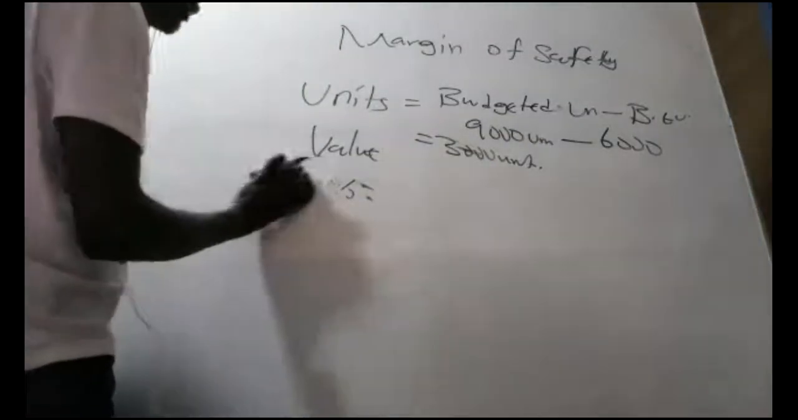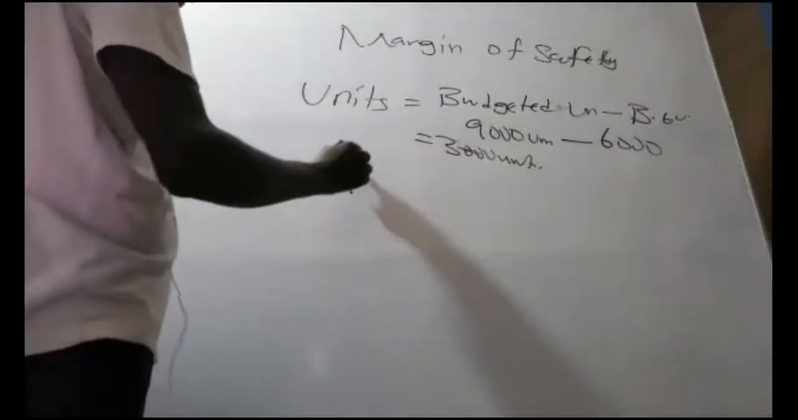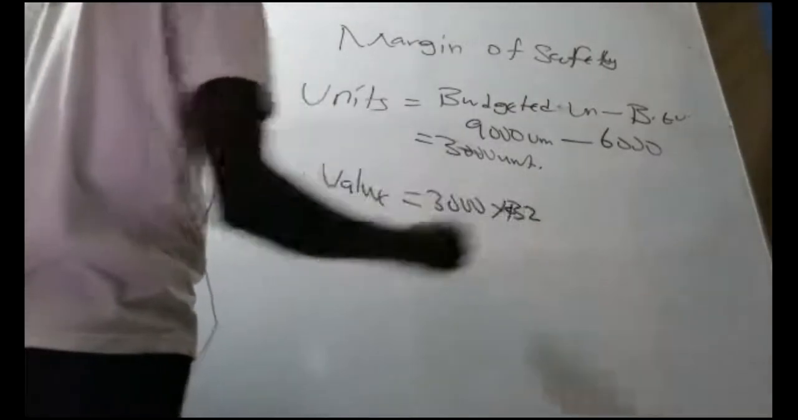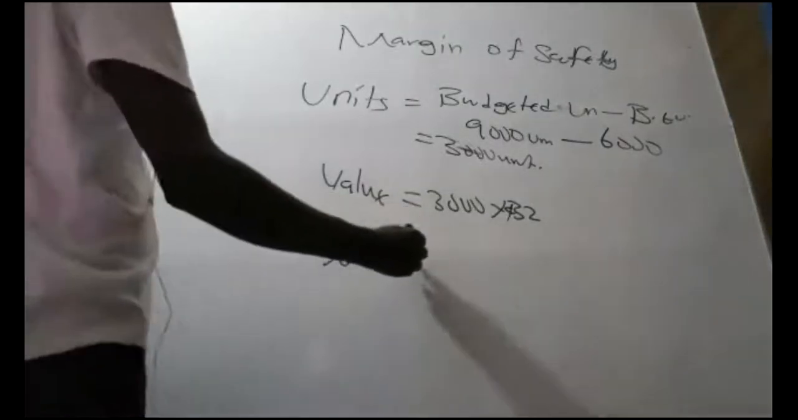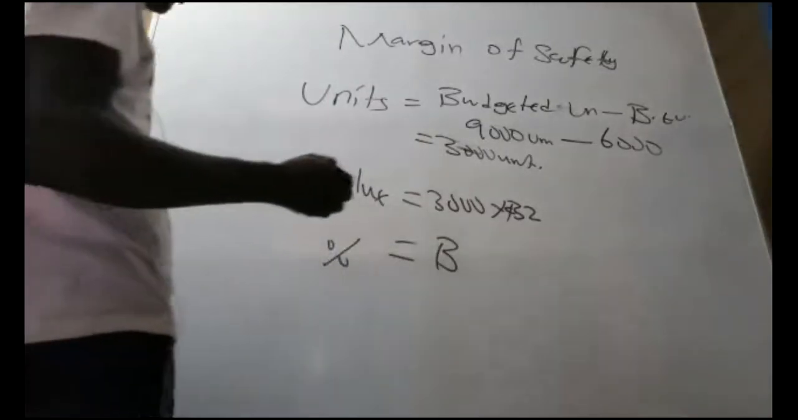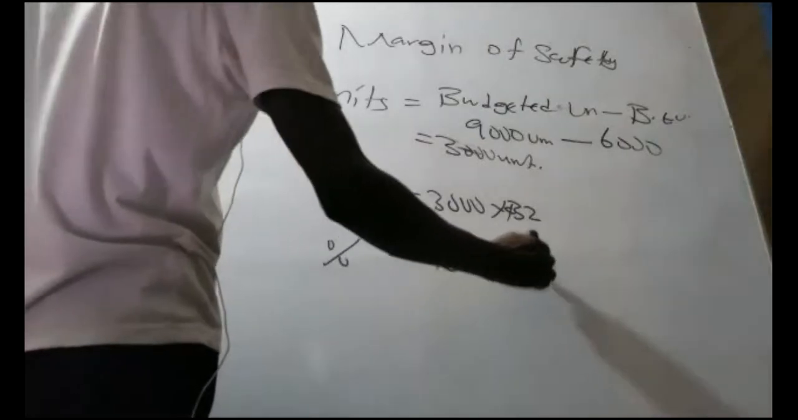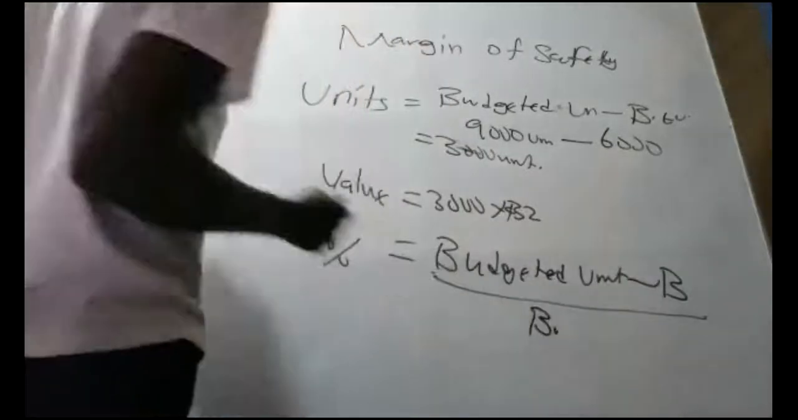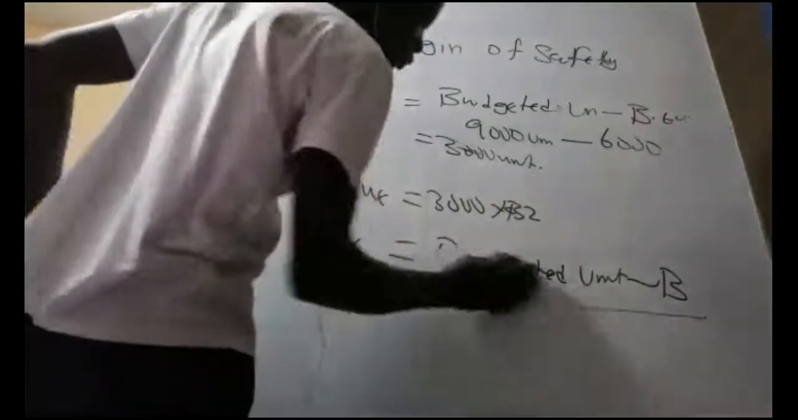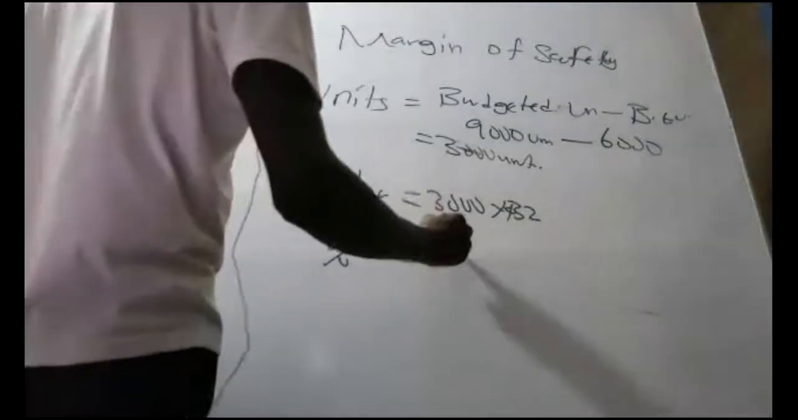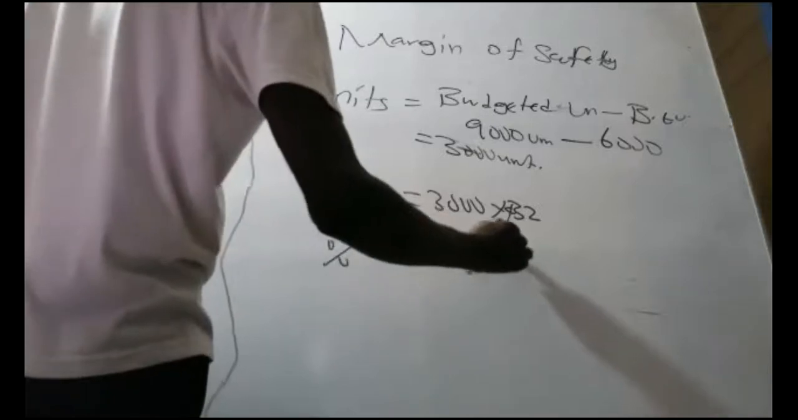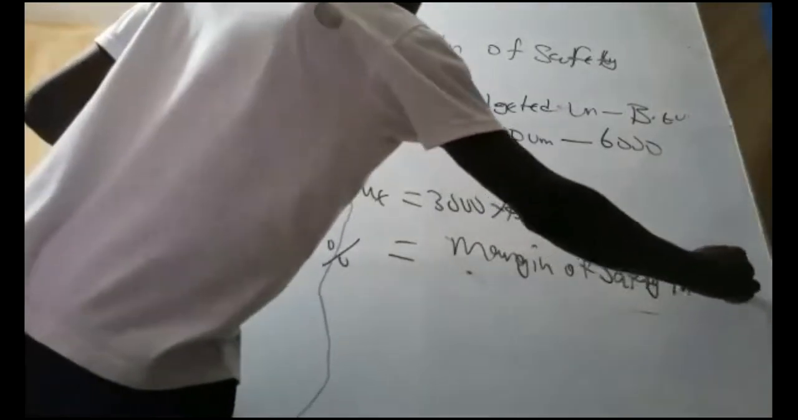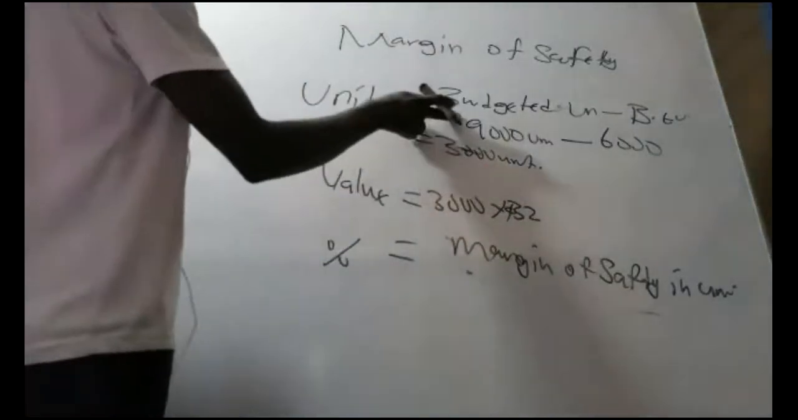What about the value? To get the value, don't worry yourself. You get the margin of safety in units and multiply it by what? By the selling price. It will be 3,000 by 32 Ghana cedis. You are done. As a percentage, it's equal to the budgeted unit less the break-even unit, all divided by the budgeted unit. So the margin of safety in unit. How do you get the margin of safety unit? It's 3,000, budgeted minus the break-even. You are done.